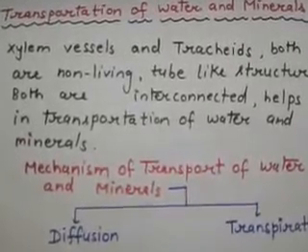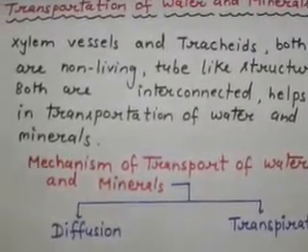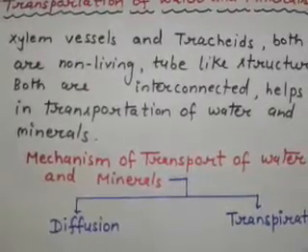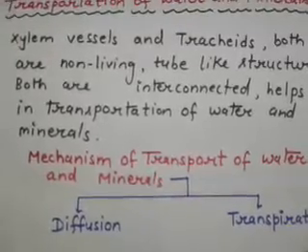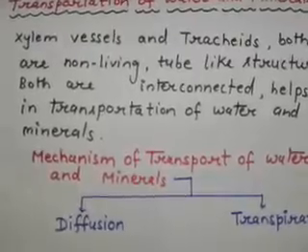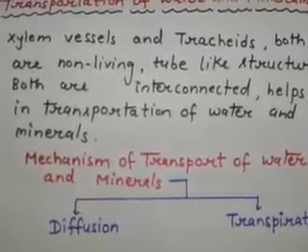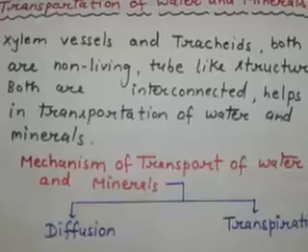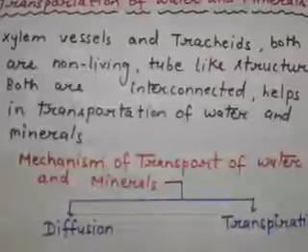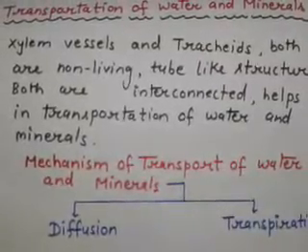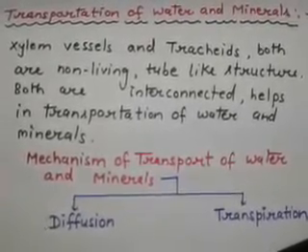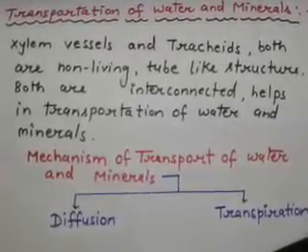Students, in short distance plants, that is where the distance between the root and leaves is short, there is less requirement of energy for transportation of food, water and minerals. But long distance plants require more amount of energy for transportation. Okay? Now next we have transportation of water and minerals.